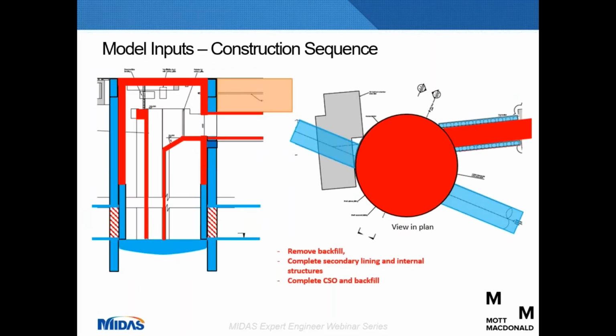Once the TBM's passed through, the backfill can be removed and the secondary lining and other internal structures can be completed, and also then the CSO structure can be completed: a base slab, walls, roof slab cast, and then backfill placed on top of that. So that CSO becomes a completely buried structure.